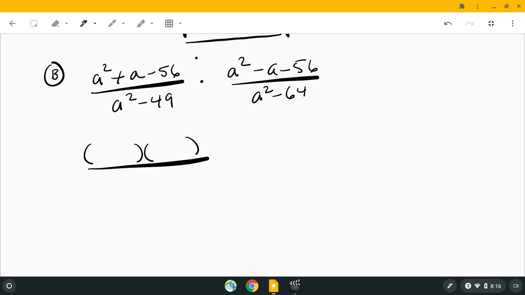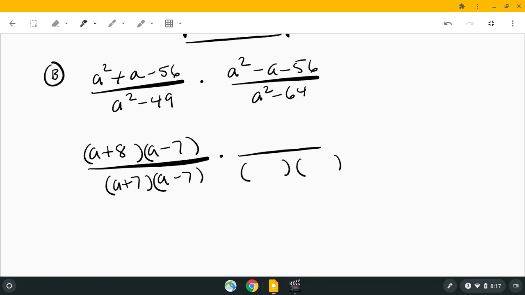Up here, it's the trinomial, so we have to figure out the binomials to make this. So a times a to make a squared. And then I want negative 56, so my signs have to be different. We're going to go with 7 times 8. I'll make the 8 positive and the 7 negative, and that way I get 1a for the middle. Then this one is perfect squares, so it's a plus 7, a minus 7. So is this one, so perfect squares, a plus 8, a minus 8. Perfect squares are fun.